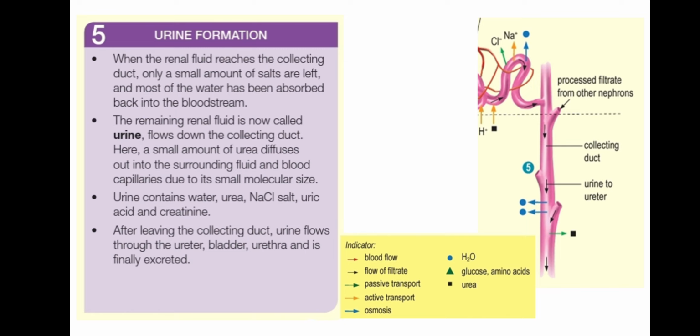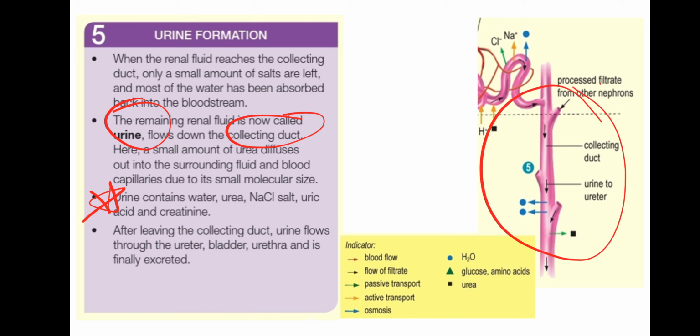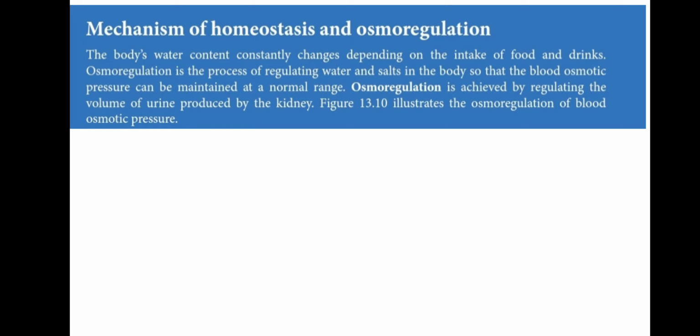So lastly, how your urine is formed. When the renal fluid reaches the collecting duct, only a small amount of salt is left, and most of the water has been reabsorbed back to the bloodstream. The remaining fluid is now called urine. It will enter the collecting duct. This is what the urine contains. It will go into the bladder and urethra and then be excreted. All these things you just read up. For me, it's done: the three processes plus the renal tubule.